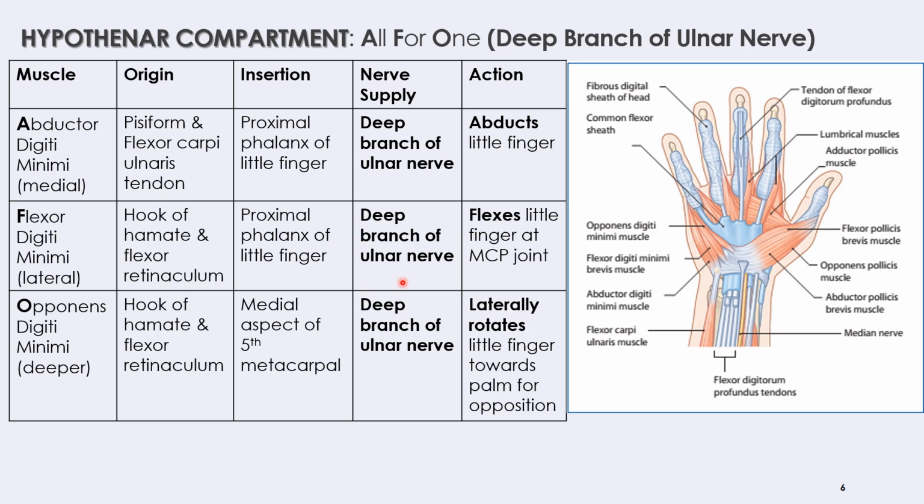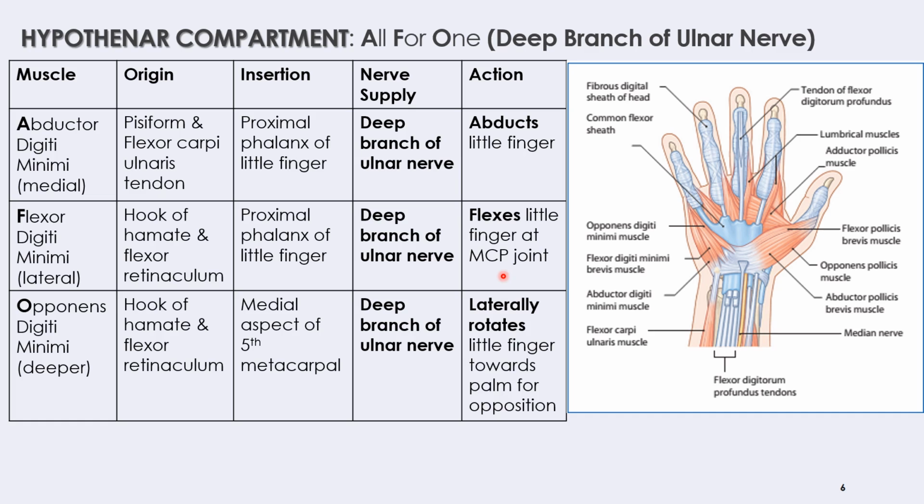Nerve supply, like we said, the deep branch of the ulnar nerve, and it flexes the little finger at the metacarpophalangeal joint. You can see our flexor digiti minimi over here. To understand what flexion of the little finger looks like, I want you to form the number 3 with your second, third, and fourth fingers. And then what your little finger is doing right there is flexion.